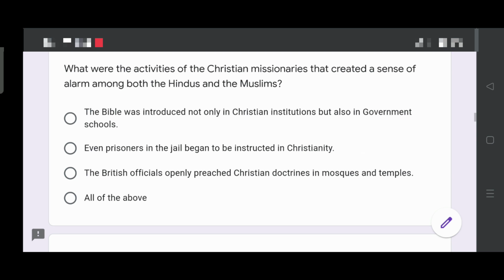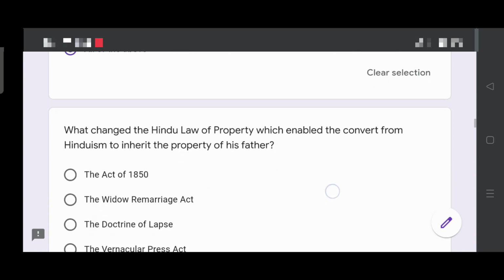What were the activities of the Christian missionaries that created a sense of alarm among both the Hindus and the Muslims? The Bible was introduced not only in Christian institutions but also in government schools. Even prisoners in the jail began to be instructed in Christianity. The British officials openly preached Christian doctrines in mosques and temples. All of the above. The right answer is all of the above. All these activities created a feeling of panic, and the people thought that they would all be converted to Christianity very soon.